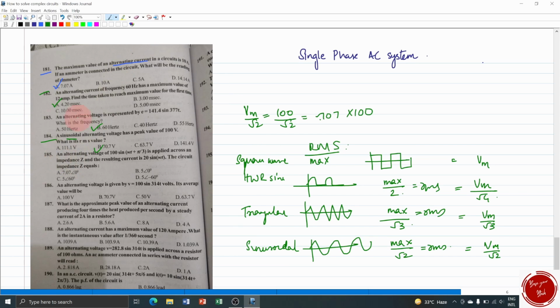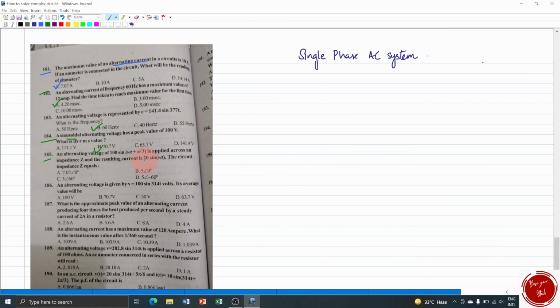And moving on to the next question, the last question for this session. Question number 185. An alternating voltage of 100 sine omega t plus pi by 3 is applied across an impedance Z and the resulting current is 20 sine omega t. The circuit impedance Z is equal to, we know that impedance is equal to voltage divided by current. Okay, so now voltage is given as 100 sine omega t plus pi by 3 and current is given as 20 sine omega t.